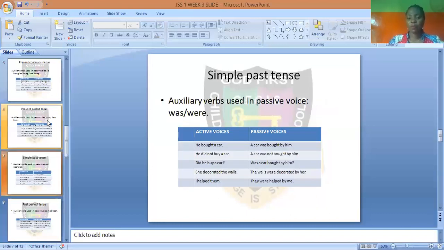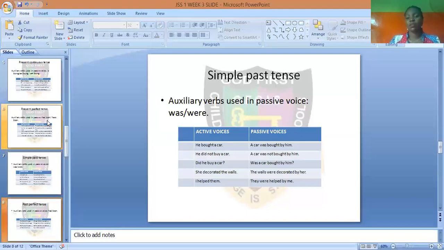Moving on to the simple past tense, the auxiliary verbs used in passive voice here are was and were. He bought a car. A car was bought by him. He did not buy a car. A car was not bought by him. Did he buy a car? Was a car bought by him? She decorated the walls. The walls were decorated by her. I helped them. They were helped by me.